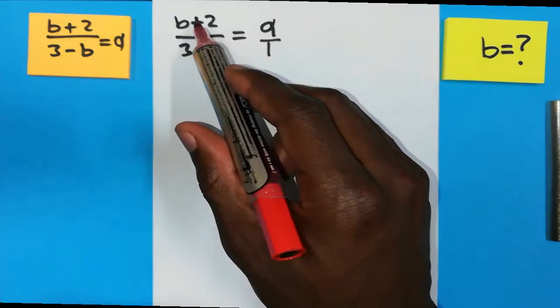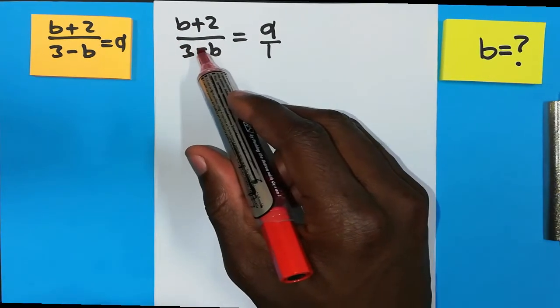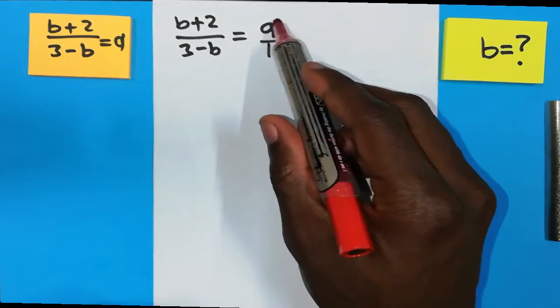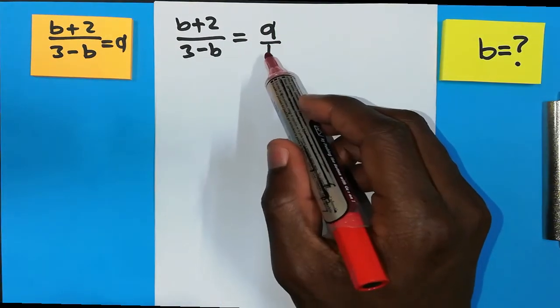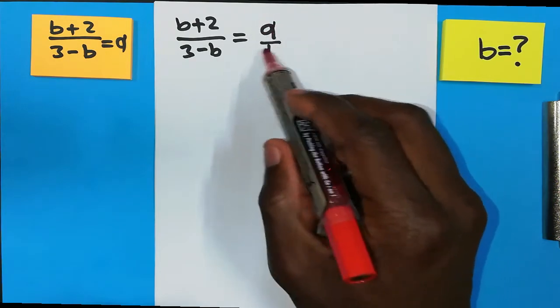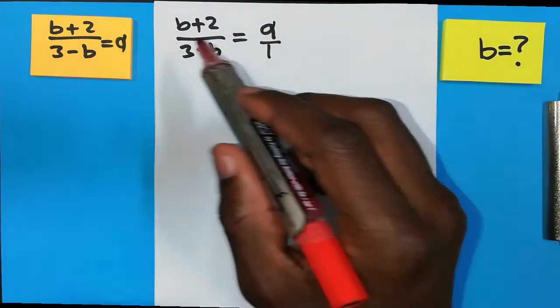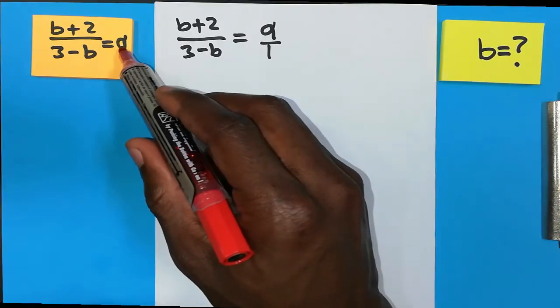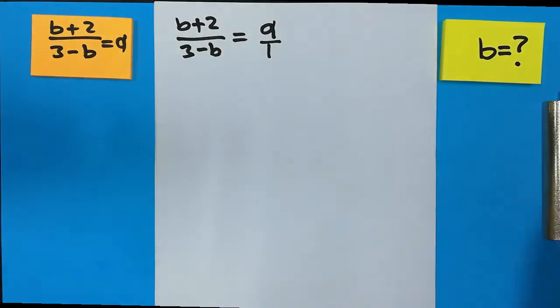So I have b plus 2 all over 3 minus b, which is equal to a. So I just divide by 1 because I want a fraction here. All right. So a over 1 will always give me a. Anything divided by 1, it's that thing.